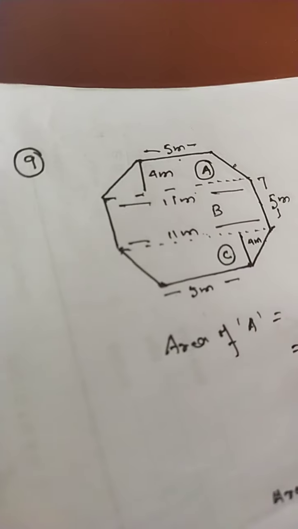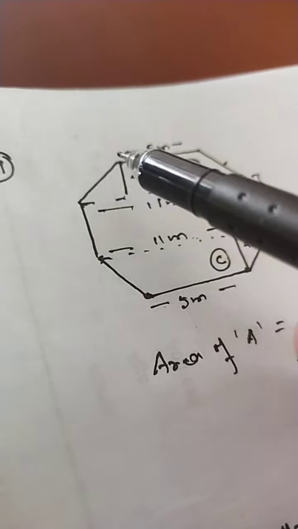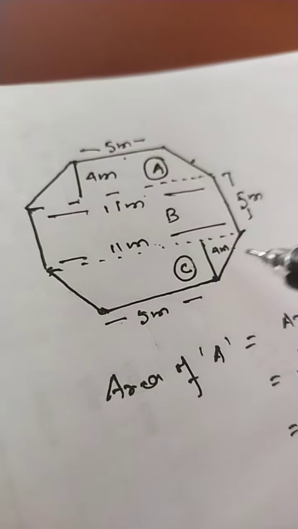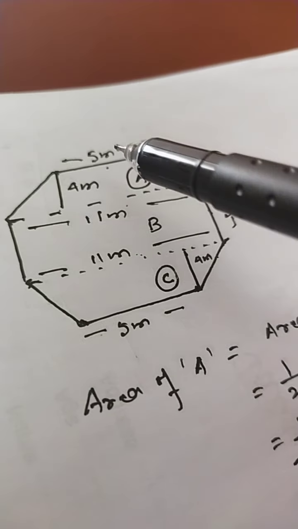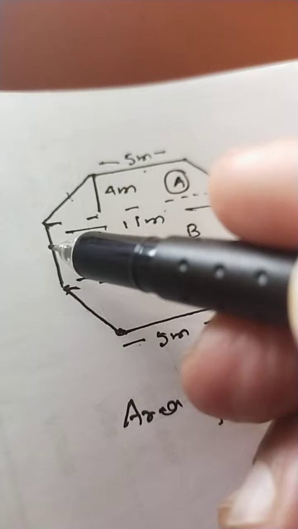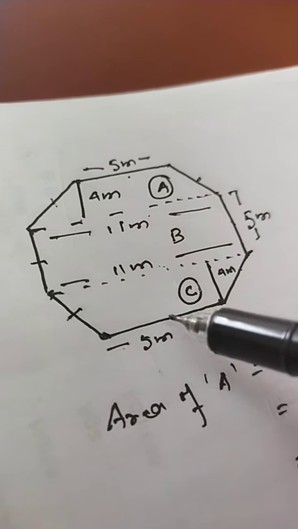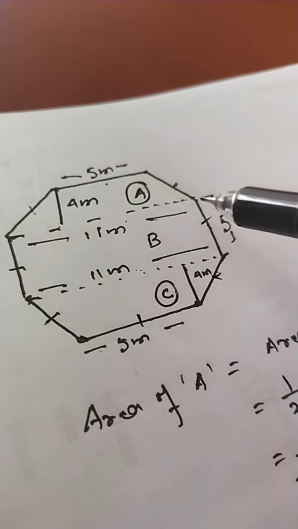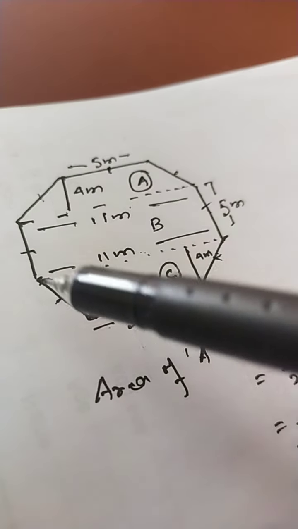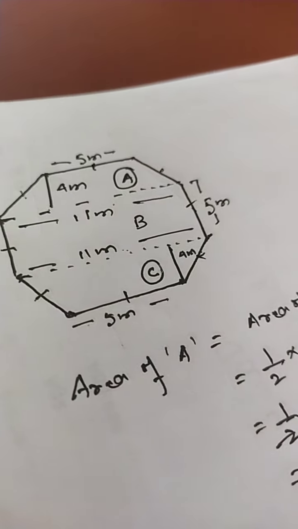Now let's move on to question number 9. Question number 9 is a regular octagon. Regular octagon means all the sides are equal. And why octagon? Because this particular figure is carrying 8 sides: 1, 2, 3, 4, 5, 6, 7 and 8. So this is an 8-sided figure, and that is the reason it is called an octagon.